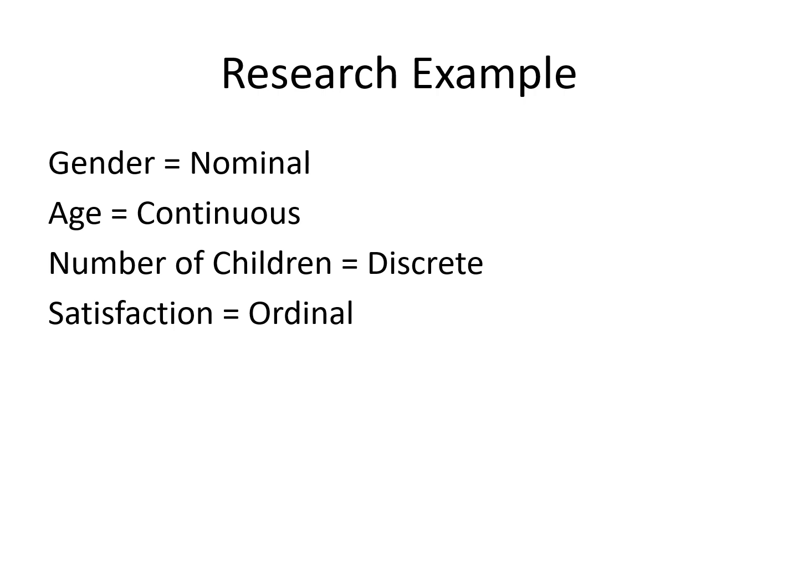Let's look at a real research example. Suppose a researcher studies academic performance. The variables collected are gender, age, number of children, and satisfaction level. Gender is qualitative nominal, age is quantitative continuous, number of children is quantitative discrete. Satisfaction level is qualitative ordinal. Researchers classify variables because different statistical methods require different types of data.